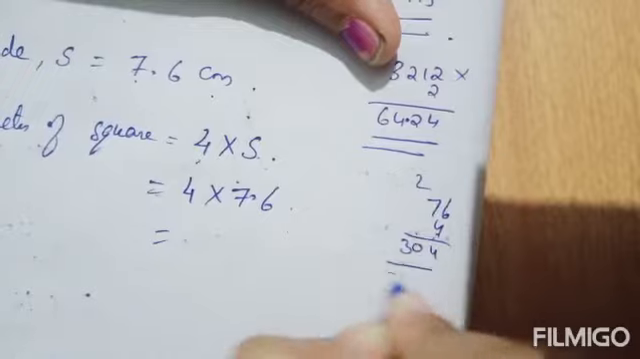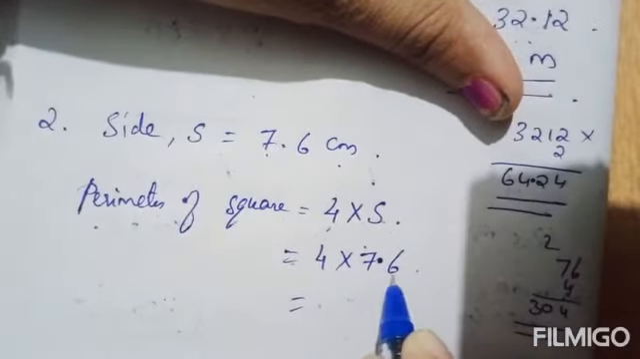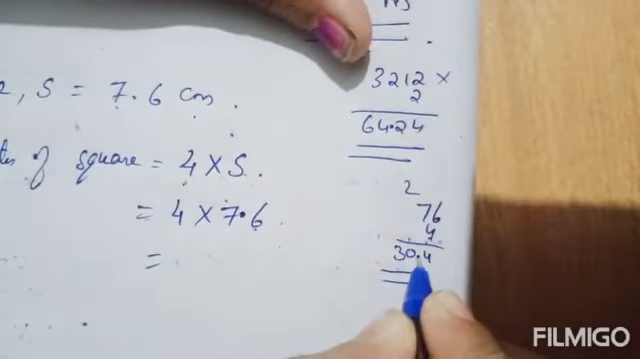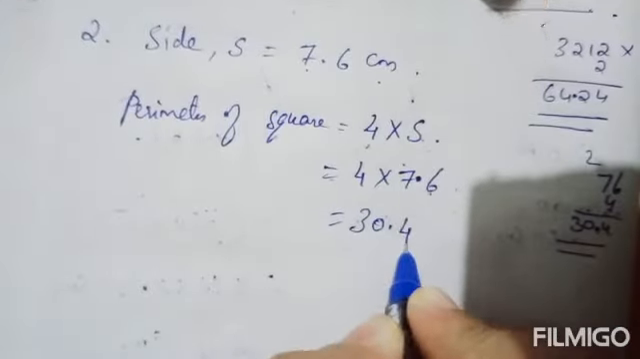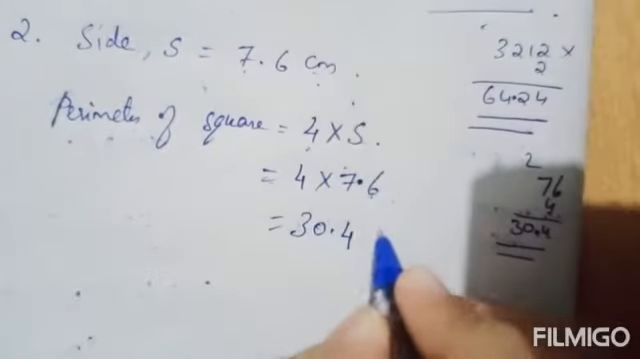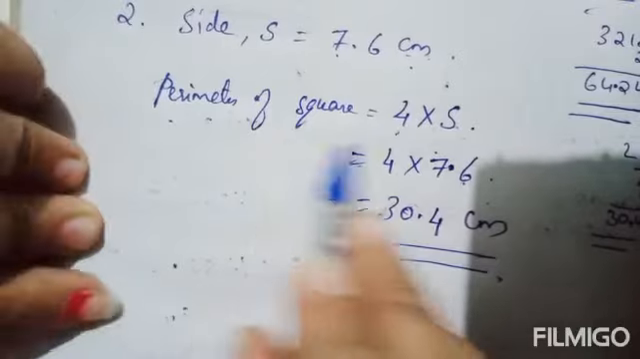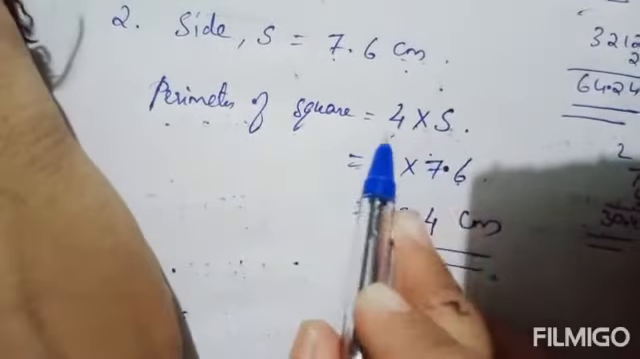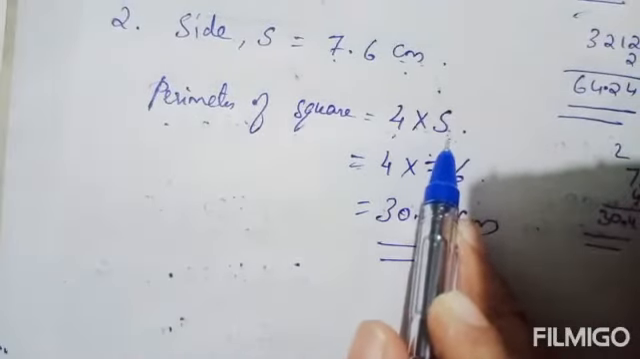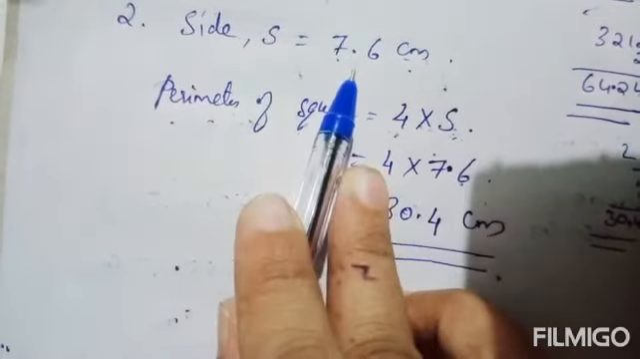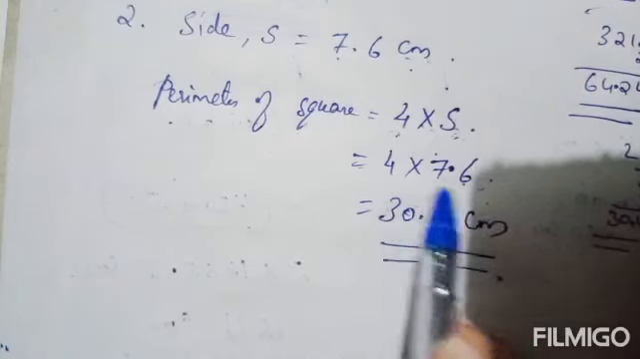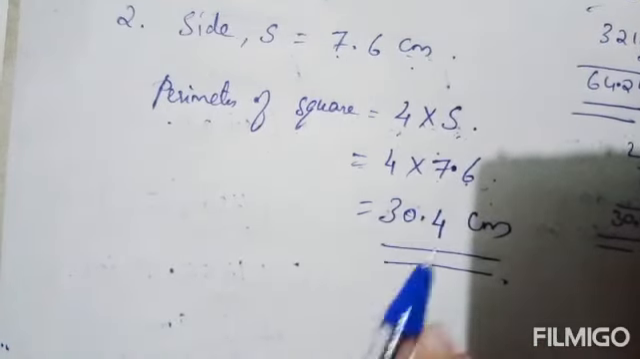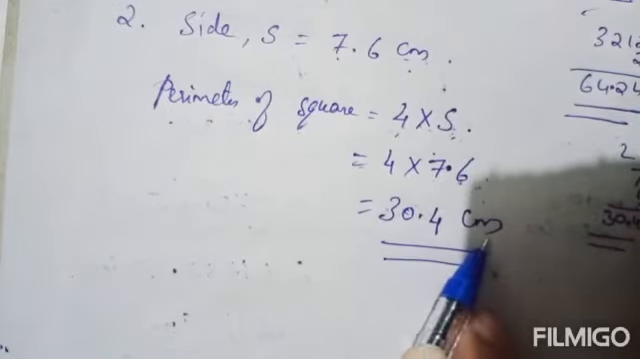You will get 304. After decimal point 1 digit is coming. So here also after decimal point 1 digit should come. You will get 30.4. Unit will be centimeter. Okay. Perimeter of square formula, it is 4 into S. 4 into side it is. Now in the question side is given 7.6 centimeter. So that you can substitute for S. Okay. So 4 into 7.6 you will get 30.4 centimeter.